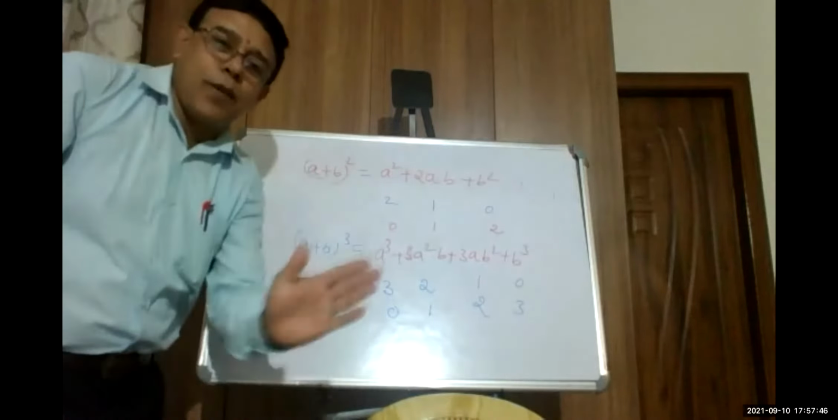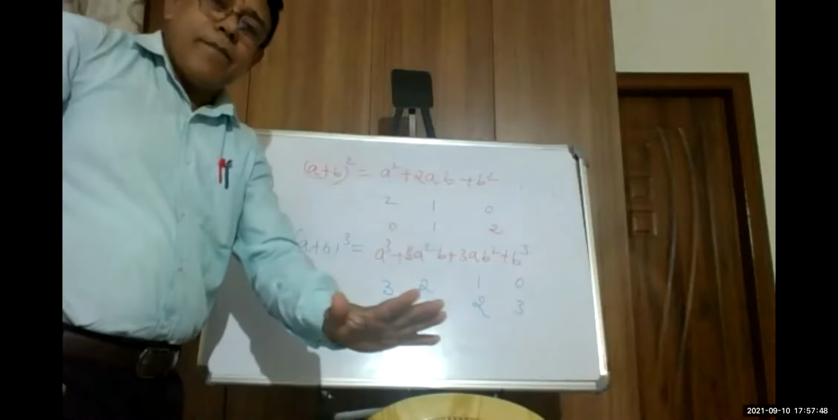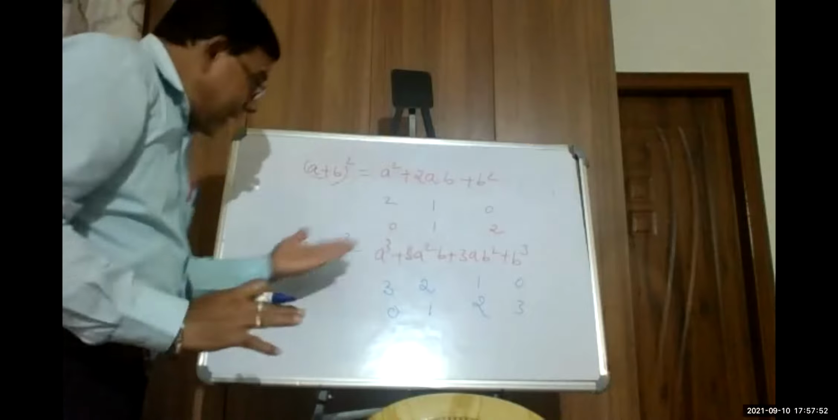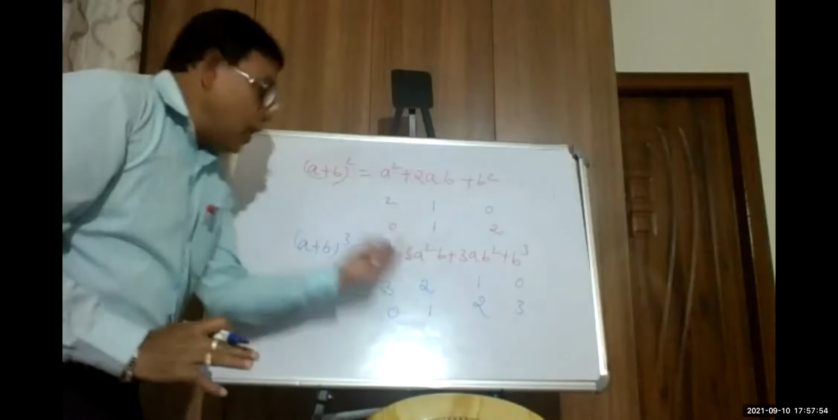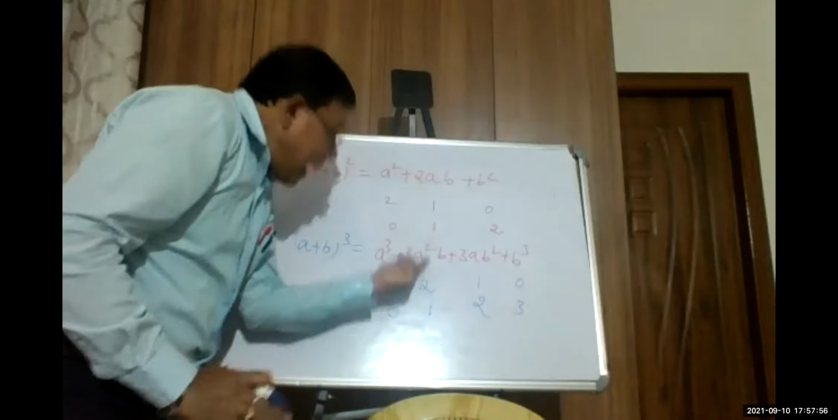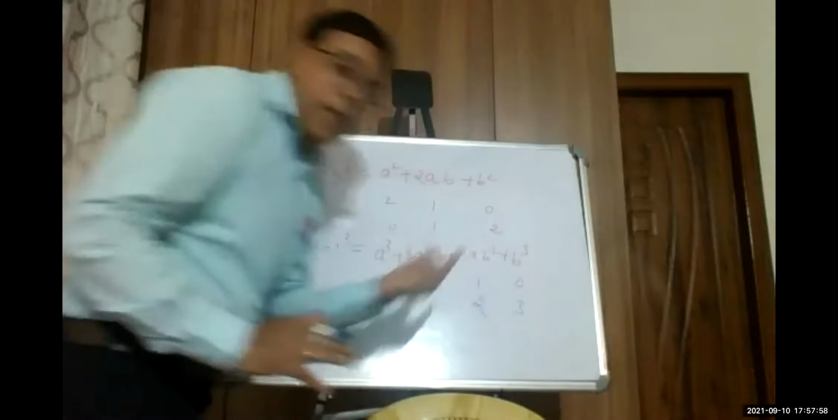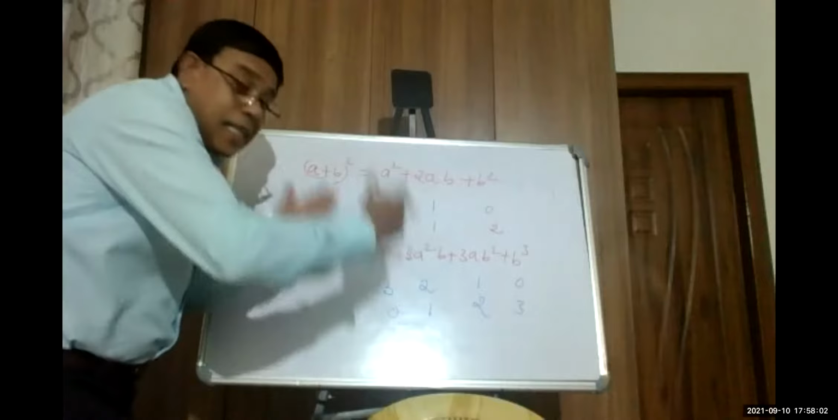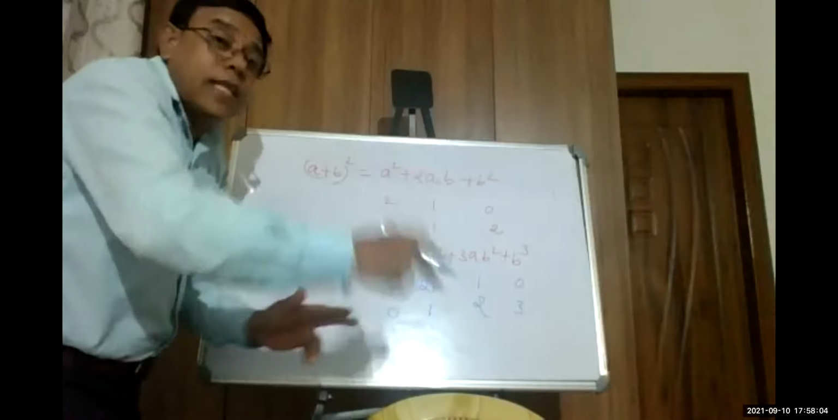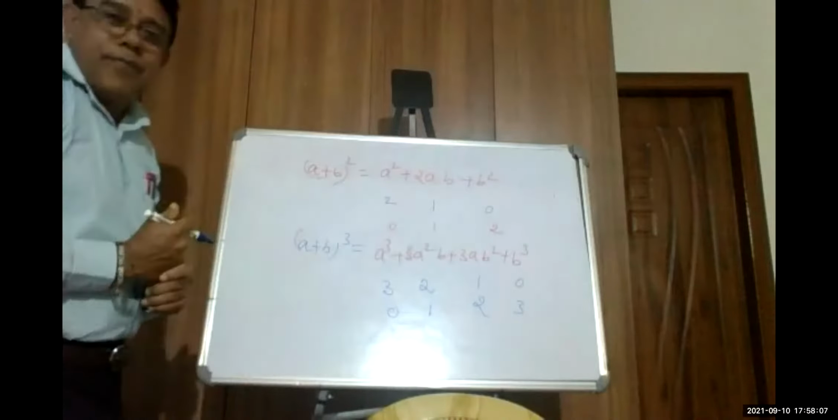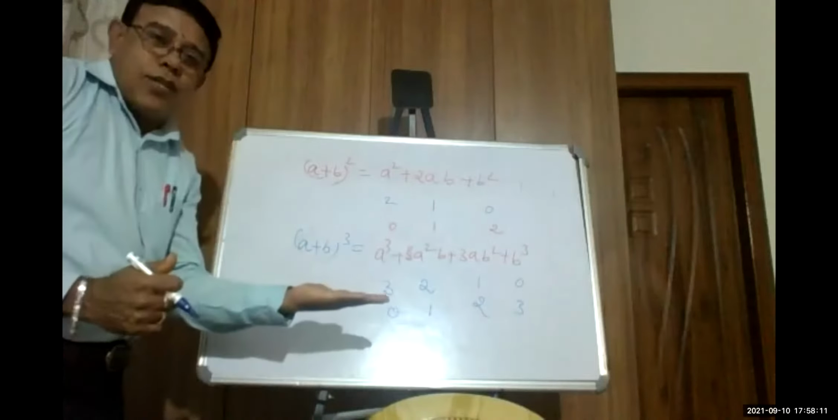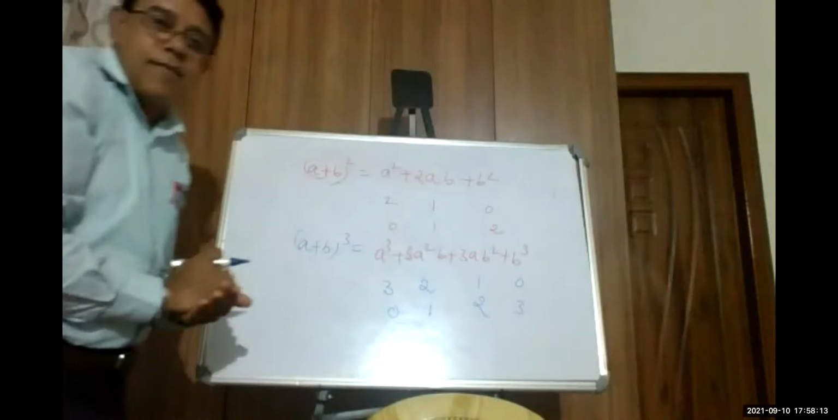No doubt, in some books it is given a plus b whole cube is equal to a cube plus b cube plus 3ab into a plus b. The formula is technically, theoretically correct. But let us put the formula this way only. You write 3a square b and then 3ab square, then b cube. Why? To keep things in accordance with binomial theorem, which they are going to learn in higher classes. We are taking things from simplest situation to complex situation.